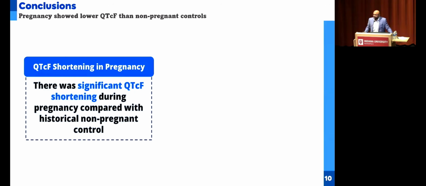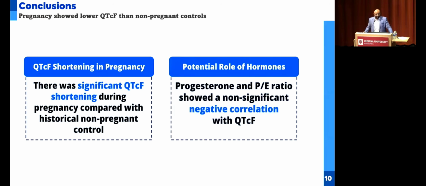With this preliminary data, our conclusion is that there was a significant QTcF shortening, which is in line with the clinical observation in long QT syndrome patients. And probably there may be a role of progesterone and the ratio of progesterone to estradiol.